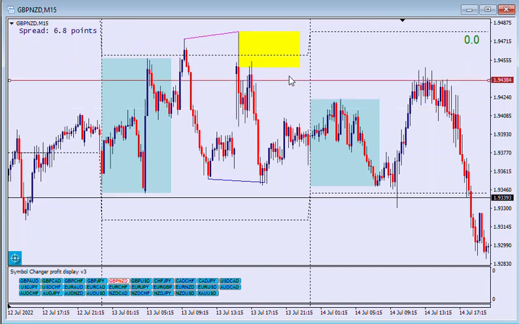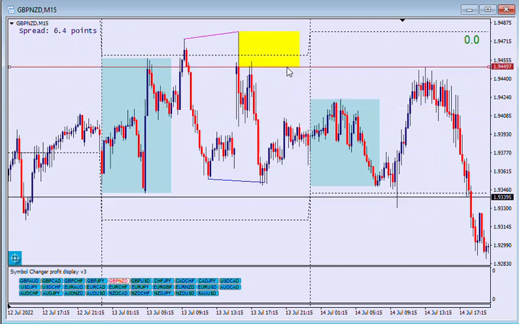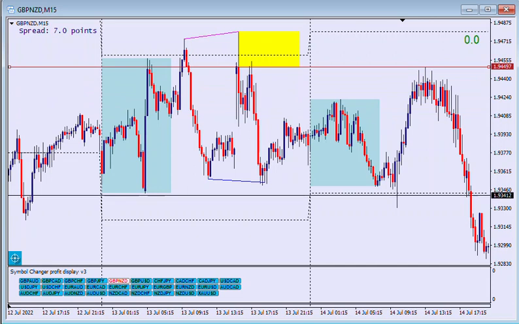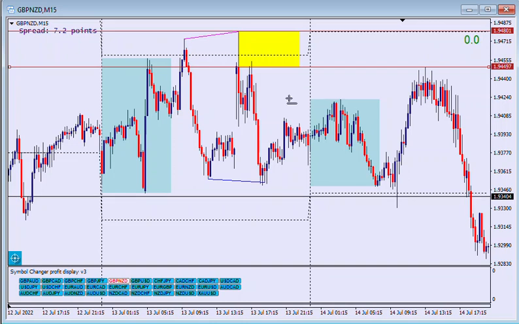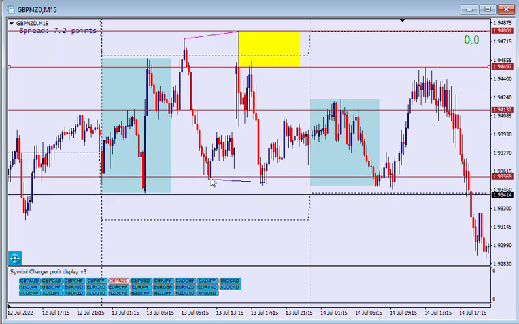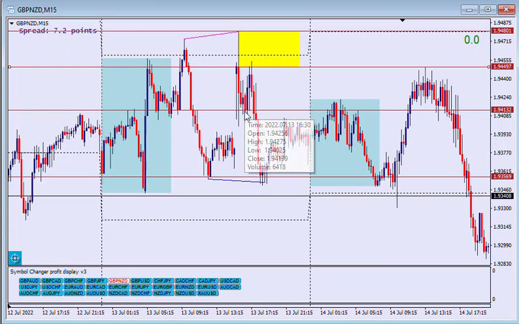So our entry is going to be here at the rejection point. Stop loss is going to be here. Then our target will be here, at least here. So where we are considering first is where price rejected from to go for the retest.